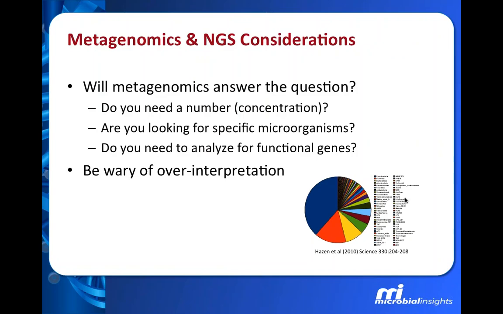If you need a concentration of a target microorganism, you're not going to get that with NGS. If you're looking for a specific microorganism and you don't need a community profile, you're probably better off with qPCR or quantarray. If you need to analyze functional genes, then the same thing happens. Finally, be wary, as I mentioned, of overinterpretation of NGS, because who an organism is does not necessarily correlate to what it can do.